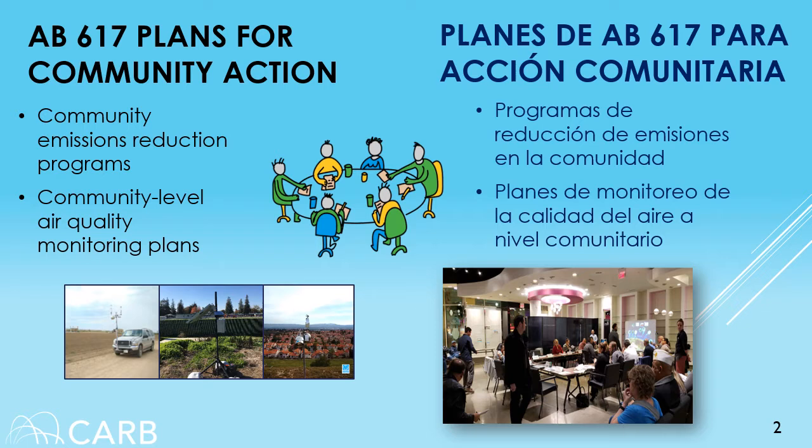AB 617 also requires accelerating the retrofit of air pollution controls on industrial facilities located in communities, known as Accelerated Best Available Retrofit Control Technologies, or BARCT. AB 617 provides a funding mechanism to community-based organizations in the AIR Grants program. Examples of these grants are used for environmental outreach, education, or air monitoring in the community. And lastly, it increases the penalty amount incurred by facilities that violate regulations.